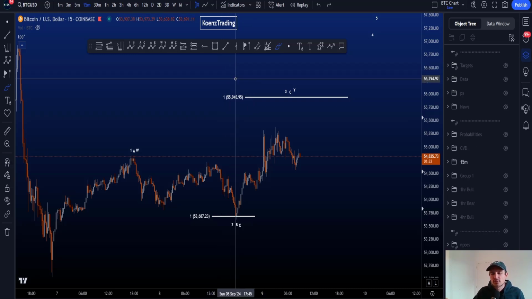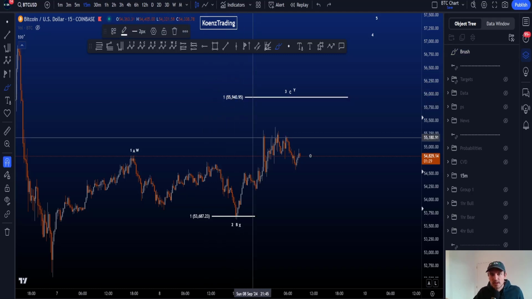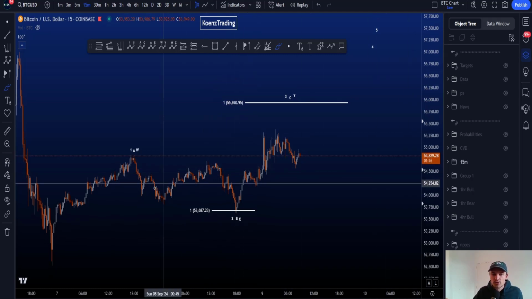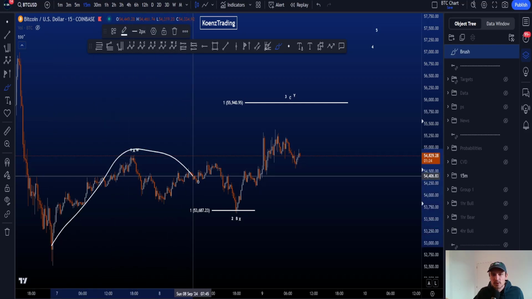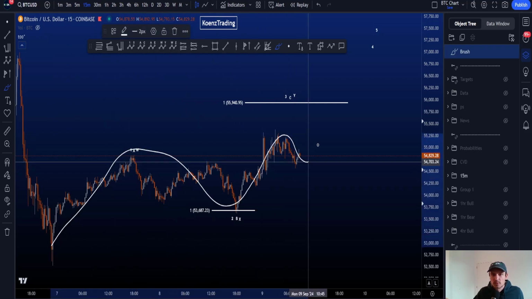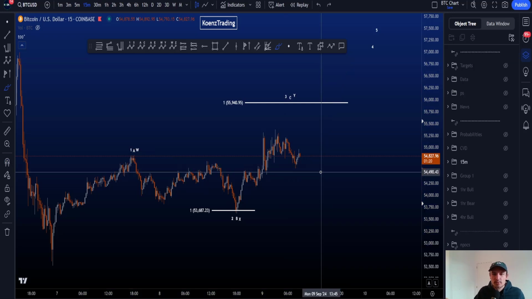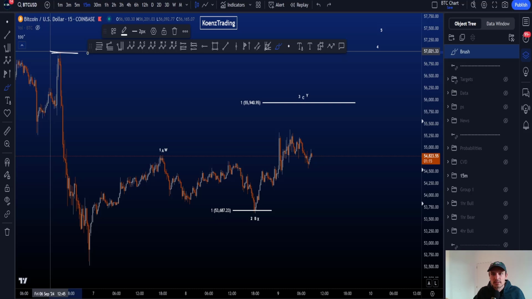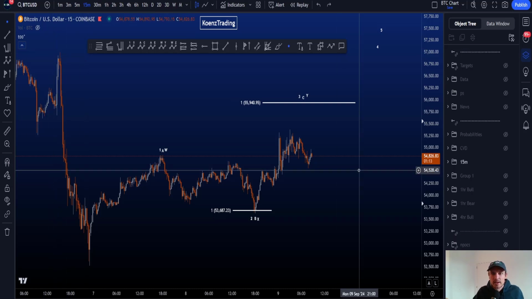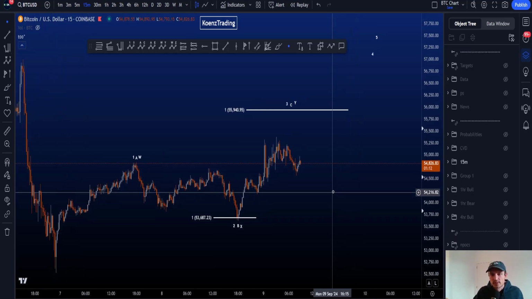And we haven't touched the 1-to-1 clearly because we didn't touch 55.9k. Of course, your bullish alternative is counting this as a wave 1, 2, possibly another 1, 2, but then a wave 3 towards the upside, looking for those higher prices, taking out 57k. Again, 57k is a very important level on the chart.